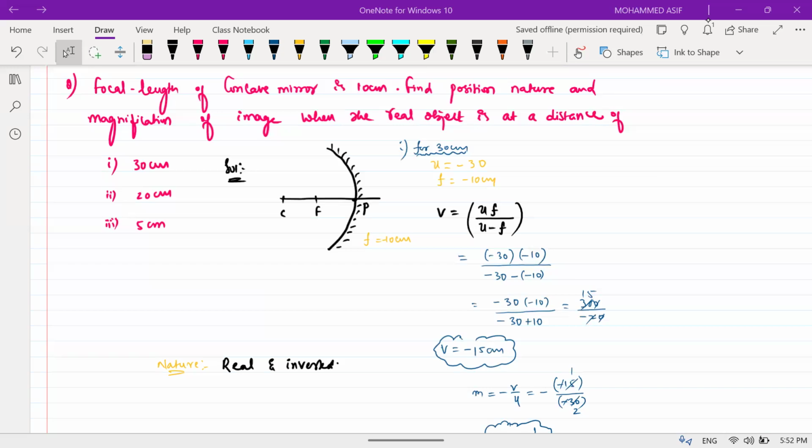Next one, image is -20. Very good. MLP Legends has given me the answer.